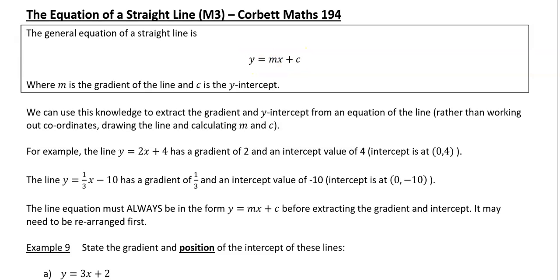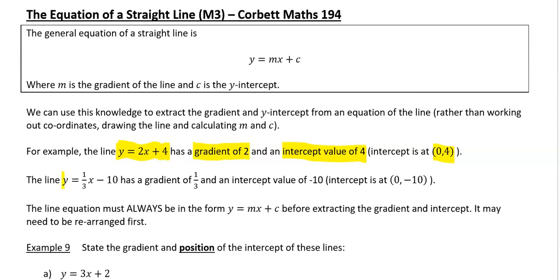Okay, in this example, the line we're talking about here is y is equal to 2x plus 4. So you can see clearly it has a gradient of 2, because 2 is the number which is in front of the x, and it has an intercept value of 4. So that means it crosses 4 on the y-axis, i.e. the intercept is at (0, 4).